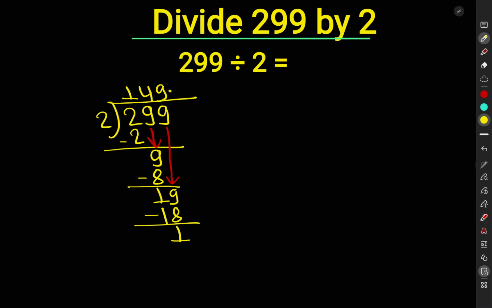So we put here decimal so that we take 0. So now it became 10 and 2 times 5 means 10. On subtracting we get 0. So 299 divided by 2 is 149 decimal 5.